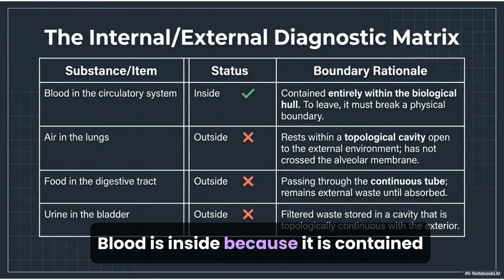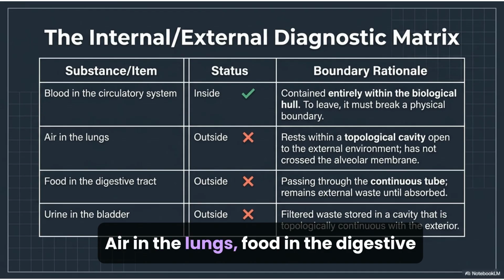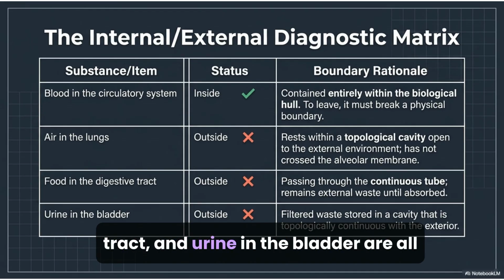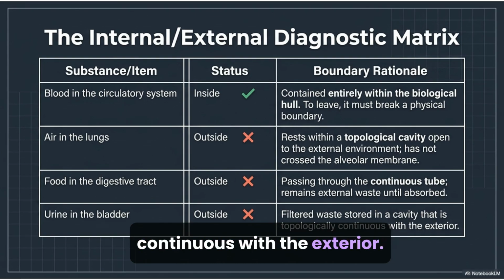Blood is inside because it is contained entirely within the biological hull. Air in the lungs, food in the digestive tract, and urine in the bladder are all outside, as they are in cavities or tubes continuous with the exterior.